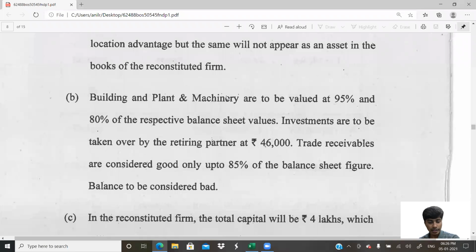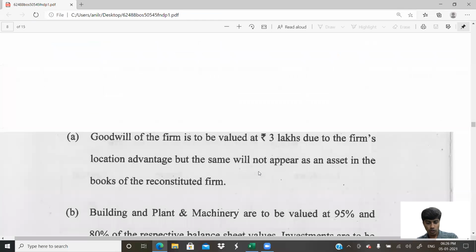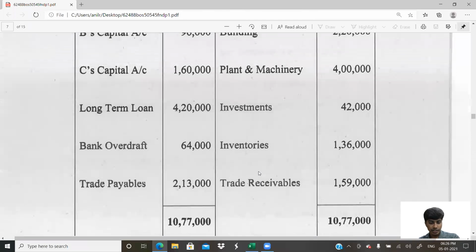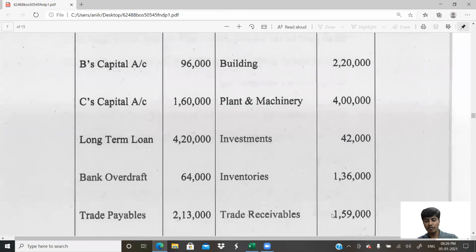Perfect. Trade receivables are considered good only up to 85% of balance sheet figure. Trade receivables, whatever is there here, 1,59,000. Out of this, only 85% is good. So remaining 15% is bad. That we would have to write off. When we write it off, bad debts is the expense. So bad debts has to be debited, revaluation account will be created.